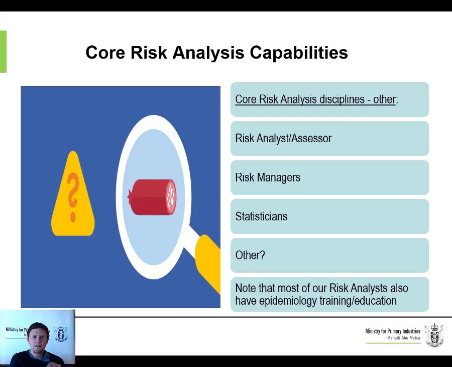Other capabilities that we certainly call upon, or that are part and parcel of our risk analysis framework, are our risk assessors. We have risk managers. We have those that are either qualified in statistics, or we look to bring in statisticians where required for our quantitative assessments. We also bring in others as required. We might have specific capabilities in the social policy space that are important for understanding the different options for managing significant risks and ensuring that our management options are aligned with our broader government objectives. I've noted down the bottom of this slide that most of our risk analysts also have epidemiology training or education.